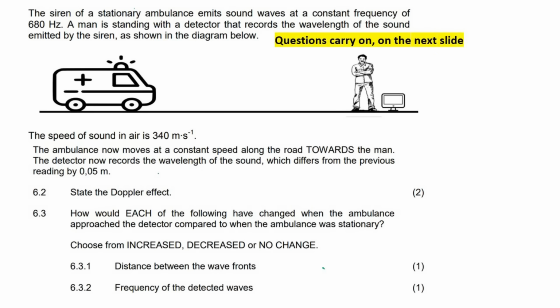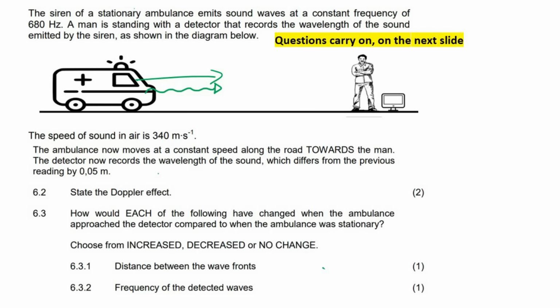So moving on to the next part, they tell us that the ambulance now starts to move. Remember, the ambulance wasn't moving, and now it's starting to move at a constant speed along the road towards the man. It could have been reversing, but they've made it clear that the ambulance is going forwards towards the man. The detector now records the wavelength of the sound.